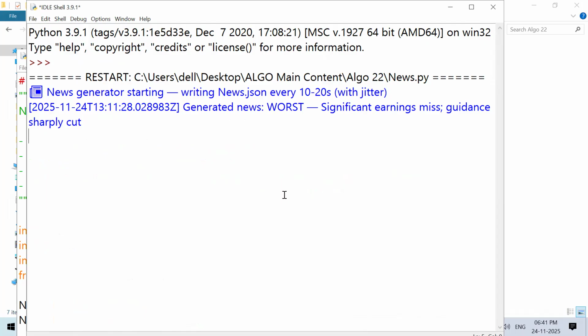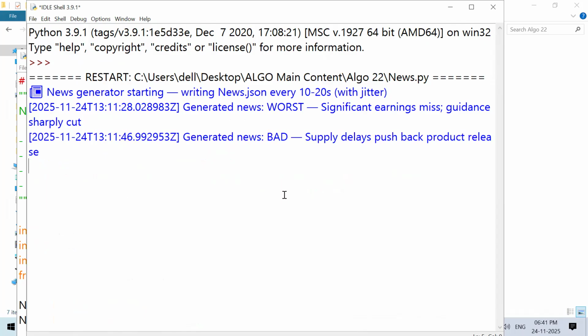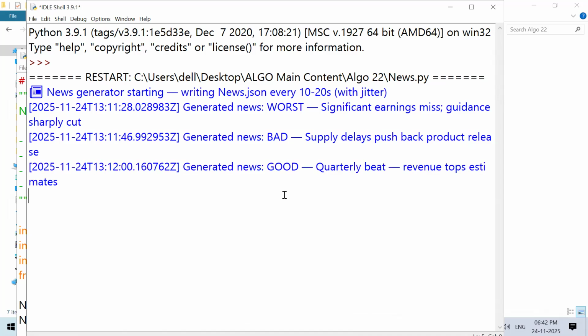And after the worst news comes, the price is going to change based on this. Then again a bad news comes: supply delay, pushback of product release. Okay, supply delay is there and there's a pushback of the product. Now this continuously gets generated every 10 to 15 seconds. Okay, there's a good news that comes after a certain time. Now this flow which I have created in this simulation is every 10 to 15 seconds.